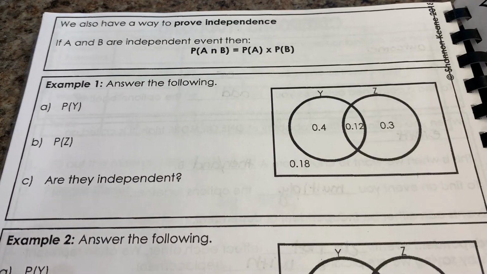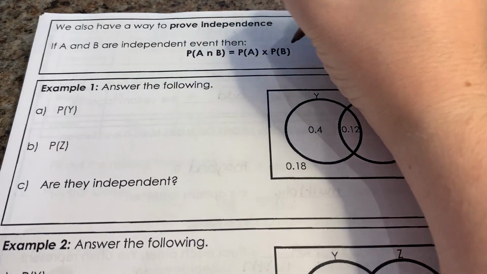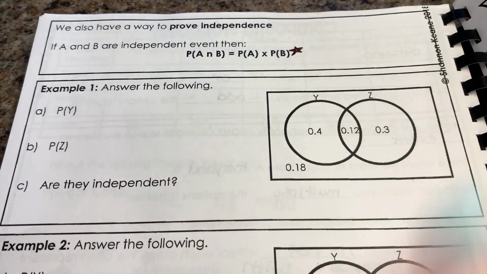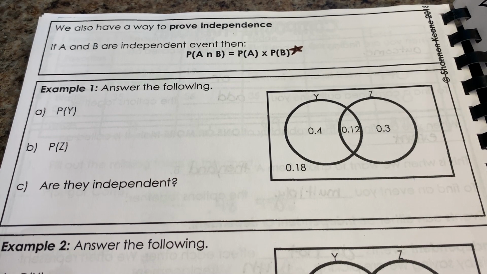All right, so we already have some rules in our tool belt. We have the addition rule for unions. We have the compound rule. Here's your next rule you're going to star. Go ahead and star that one right there. This is called your multiplication rule of independent events.